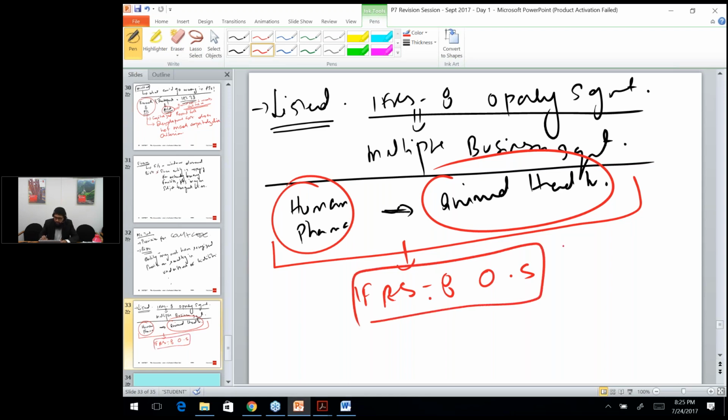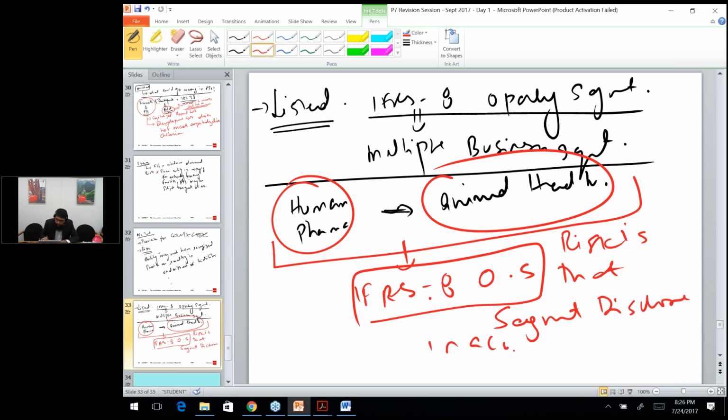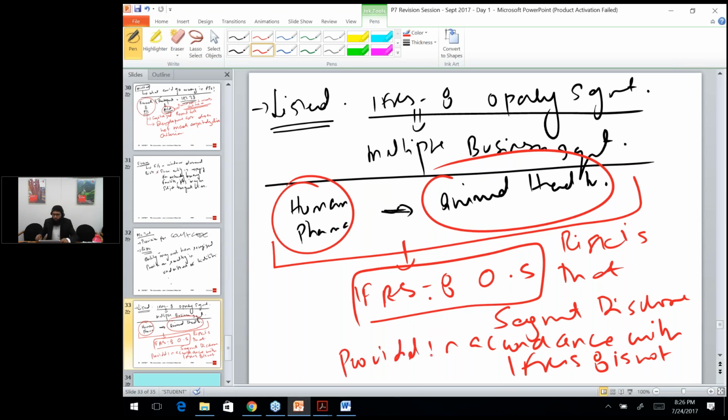So what is the risk? The risk is that segment disclosures in accordance with IFRS 8 are not provided. So the segment disclosure in accordance with IFRS 8 is not provided. That is one of the risks.